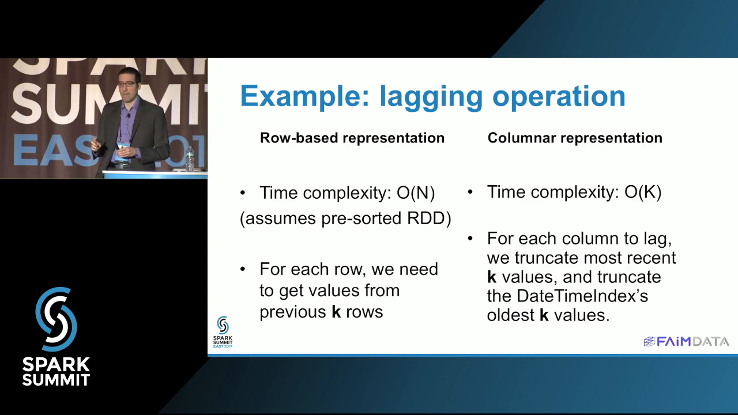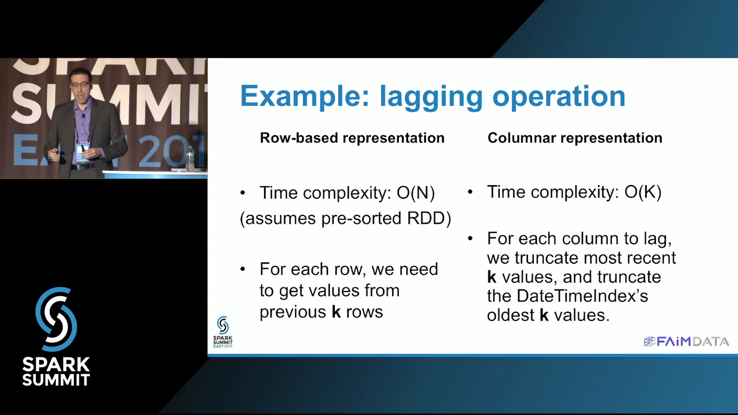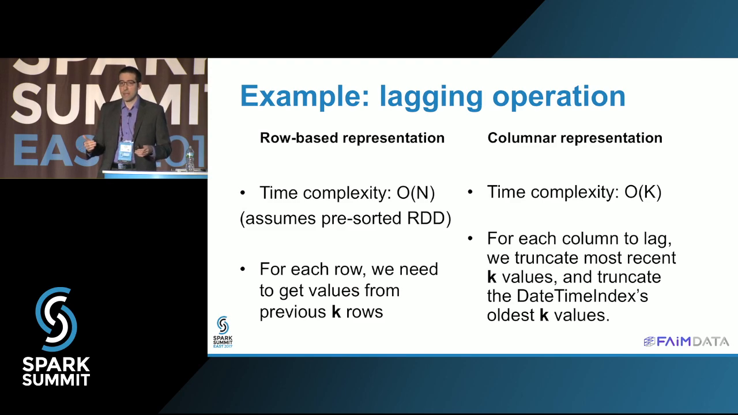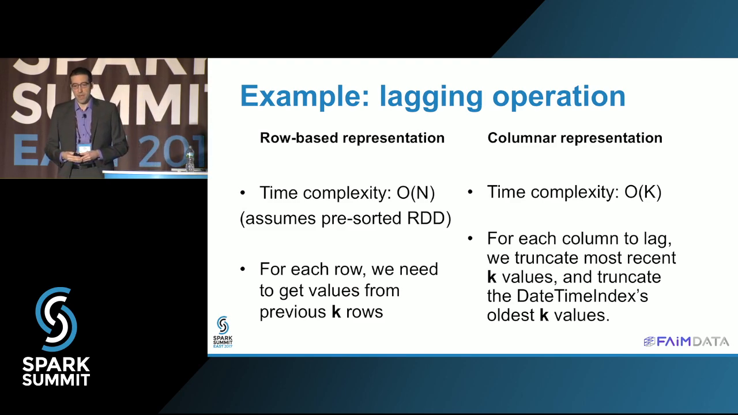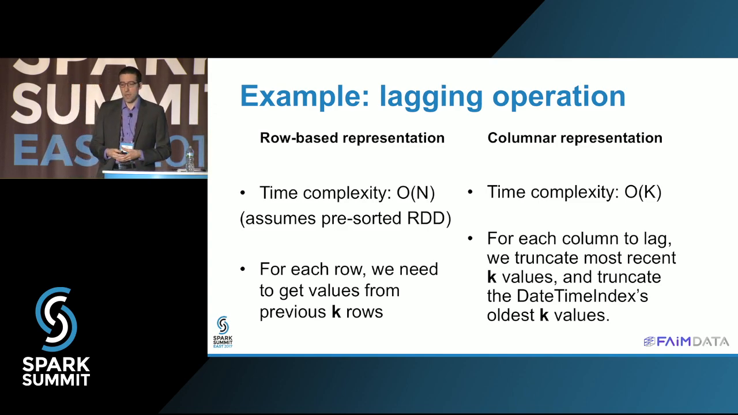On the other hand, if the data is columnar represented, all we have to do is truncate the most recent k values of the columns we're lagging, and then truncate the oldest k values of the global datetime index. And this will have the effect of lagging these columns relative to the other columns. And the time complexity of that operation is constant. So in this case, the columnar representation is being favored.